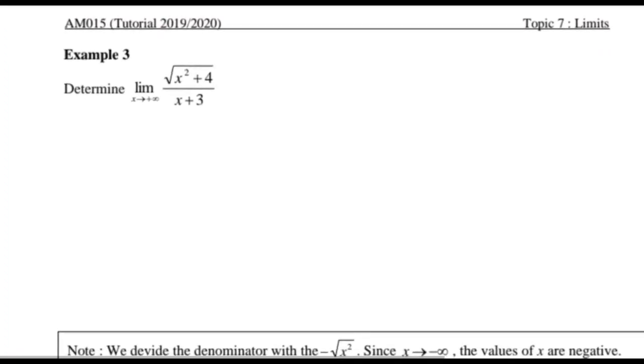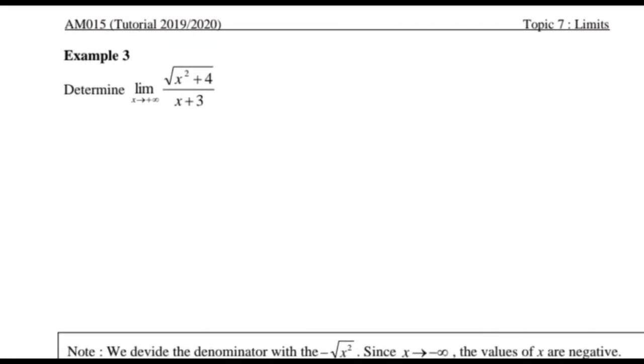Example 3. Remember, the first step is to always substitute the value of x into the x's and see what you get. When you substitute positive infinity, positive infinity squared is positive infinity, plus 4 is still positive infinity, and the square root of positive infinity is still positive infinity. And then at the denominator, positive infinity plus 3 is still positive infinity because positive infinity is a very large number. So when you're adding 3, it's still a very large number. And your answer will be infinity over infinity. So this is not the answer.